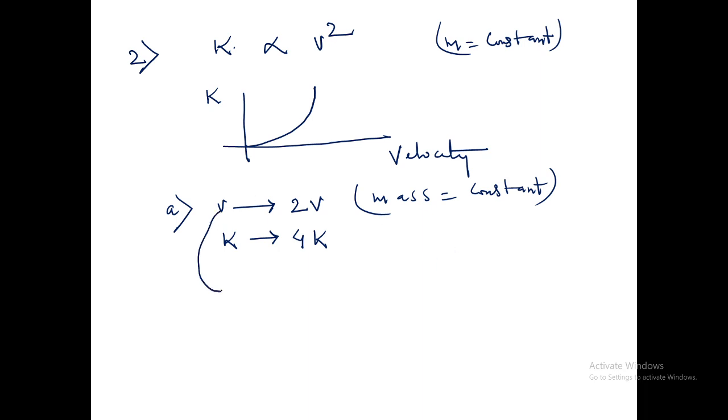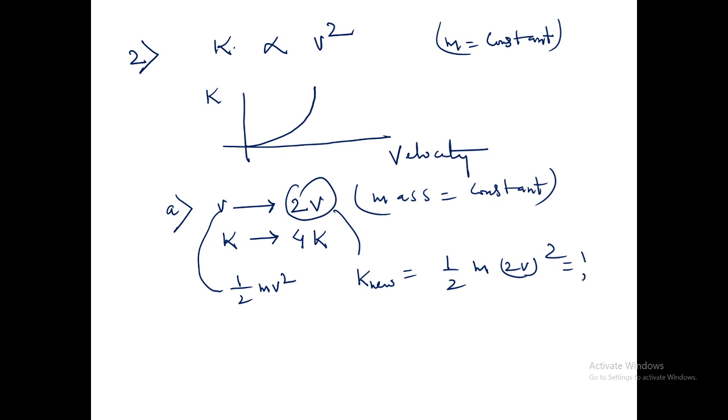Because corresponding to v, kinetic energy was half mv square, and corresponding to 2v, K new will be half m, and now v is 2v square, and this is equal to 4 times half mv square. Okay, so K will become 4K.